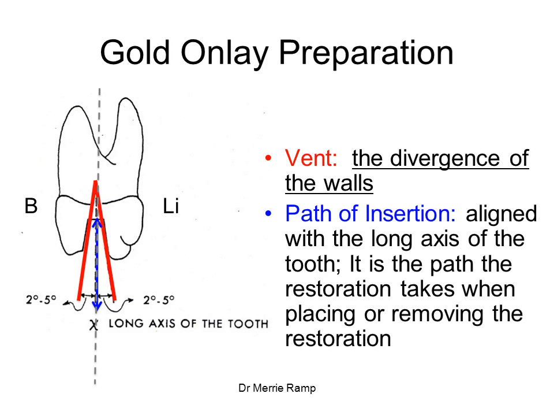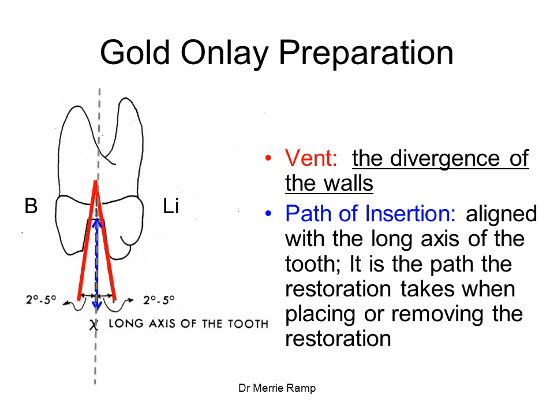Another term which closely follows vent is the path of insertion. The path of insertion is that pathway which the restoration will follow, when it is either being placed in the mouth or tooth, or when it is being removed. The inlay for the drawing would have to follow the blue arrow, to be inserted or removed.